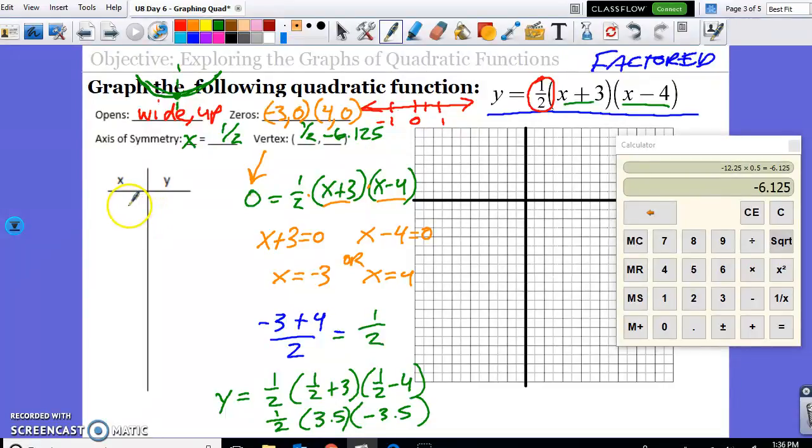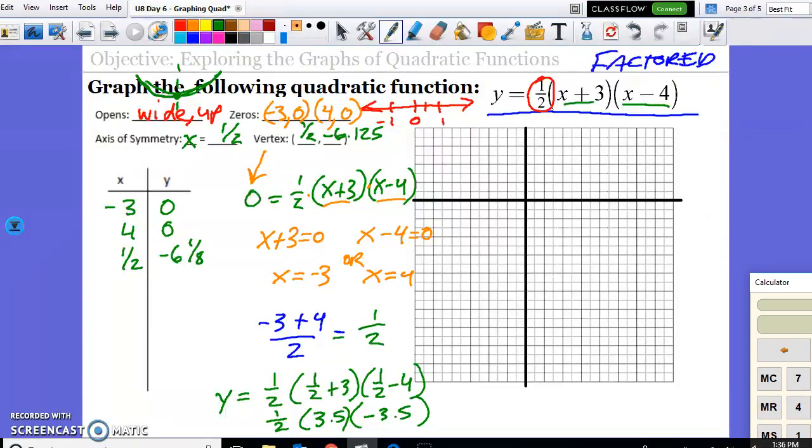Alright, so let's plot the points I have so far. -3, 0 is an intercept, 4, 0 is an intercept, and I have 1/2, -6 1/8 as the vertex. So that means I could plot those now in my graph. I'm going to make my scale go by every other box is 1 unit. So I'm going to mark that out clearly so everybody who looks at my graph can determine what I'm trying to put out there. So you can see here, I'm clearly marking everything down just to make sure that there's no miscommunication. So -5 there.